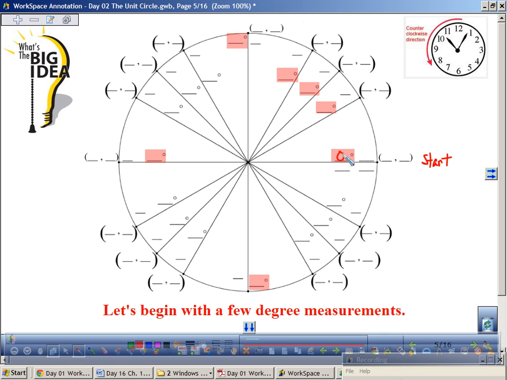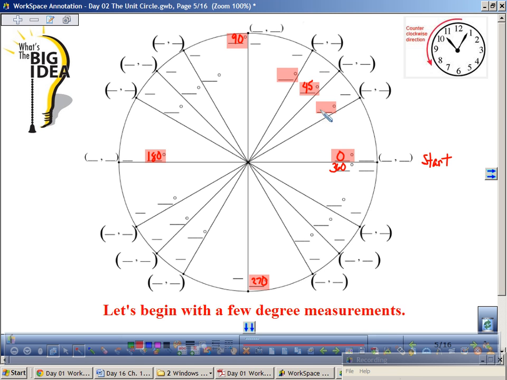If that's my starting point and I go halfway around my circle, what would this be? 180 degrees. Right? And then all the way around again? 360. If this is 180, what's this? And this? And this? What about this one? 45.